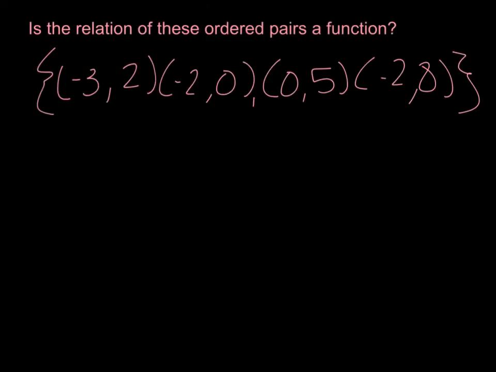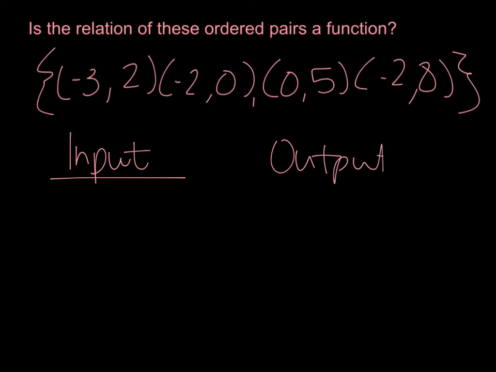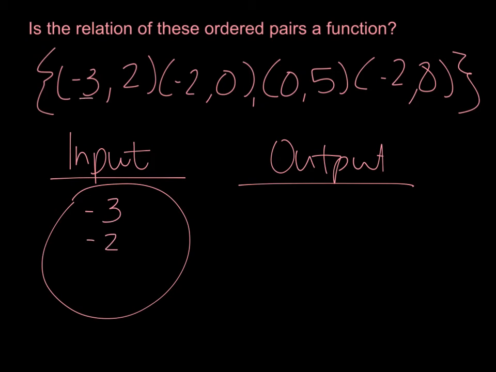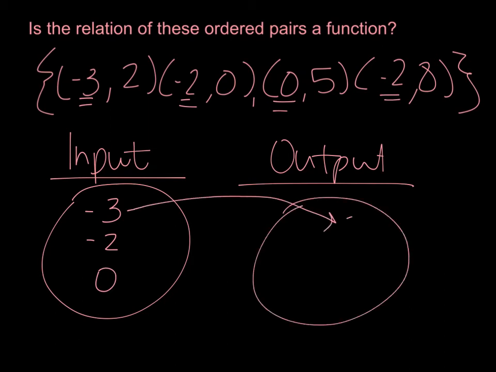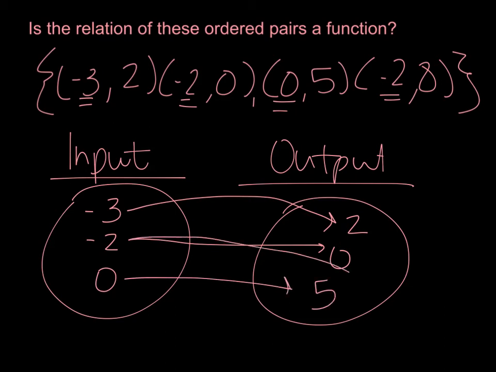Okay. So is this relation of these ordered pairs a function? Okay, let's see. I'm going to draw a mapping. I'm going to put the input here and the output here. So we have -3, we have -2. I'm looking at the x values. -3, -2, we have a 0. And we have a -2 again, so we don't write it again. Okay, let's look at the output. -3 is going to 2. Excellent, good boy. -2 is going to 0. Alright, that's good. 0 is going to 5. And then -2 is going to 8. So -2 is dating 2 people. That's not good. This is not a function. Nope, not a function.